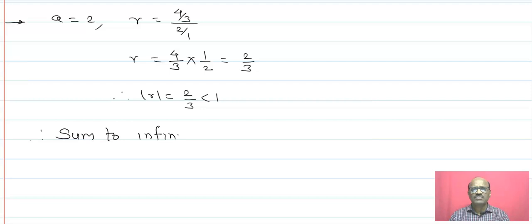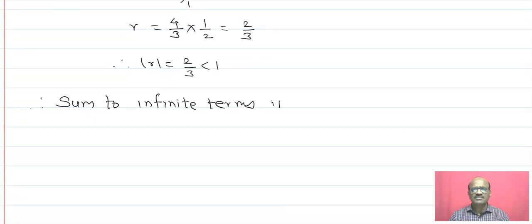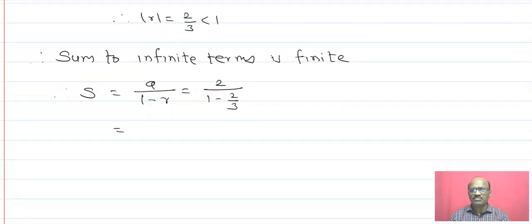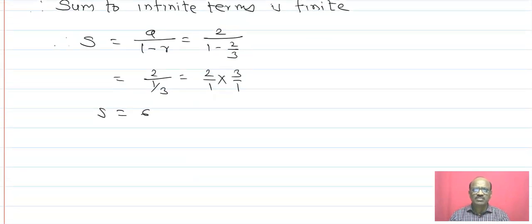Sum to infinite terms is finite. Therefore s is equal to a upon 1 minus r, 2 upon 1 minus 2 by 3. Very simple exercise. Therefore you get 2 upon 1 into 3 upon 1, that is s is equal to 6.